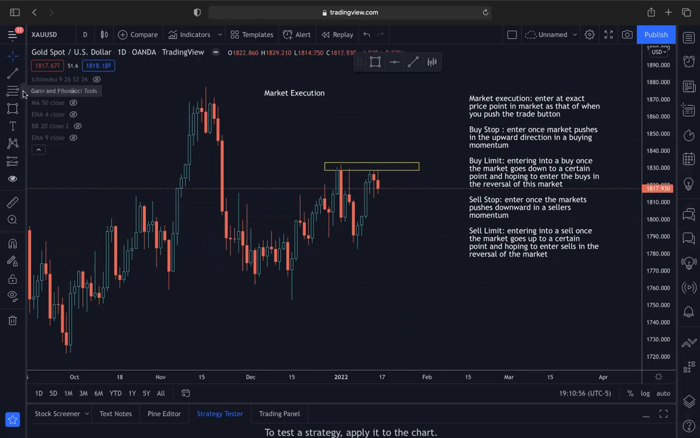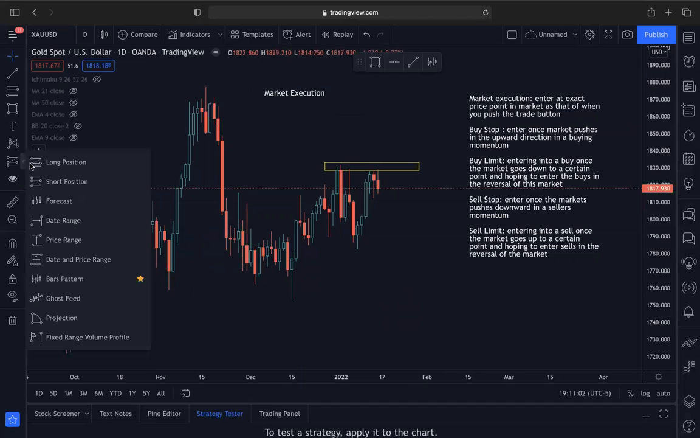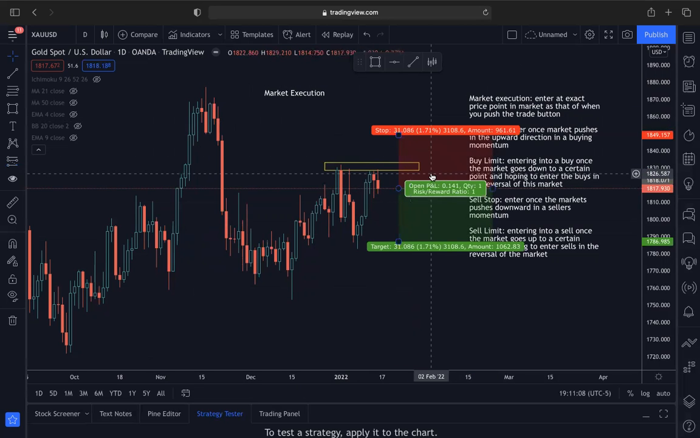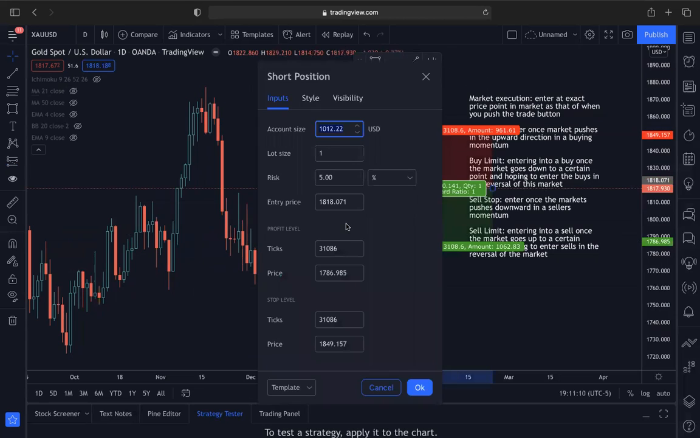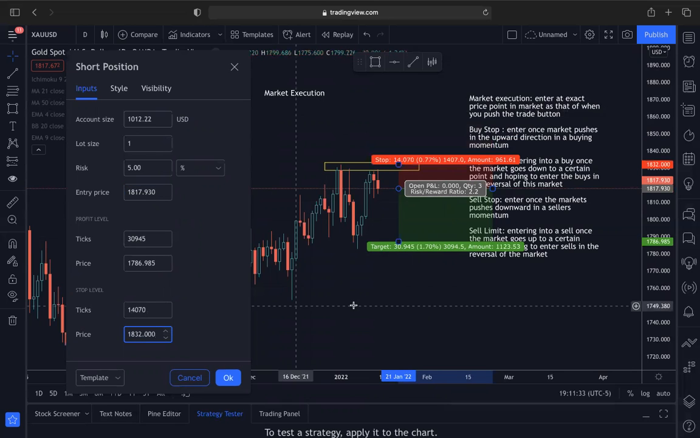So market execution, let's say we are looking for the overall sell, would be you just entering into this price point exactly where the market is at. So 1818.071. Oh, sorry, 1817.93. So let's say, I know the markets are closed right now, so this is a little bit more difficult, but let's say the market's open and we're pushing at the 1817.93. Our stop loss will always be above that last previous high, so we'll go 1832. And then take profit somewhere in this area at 17, we'll say 70.